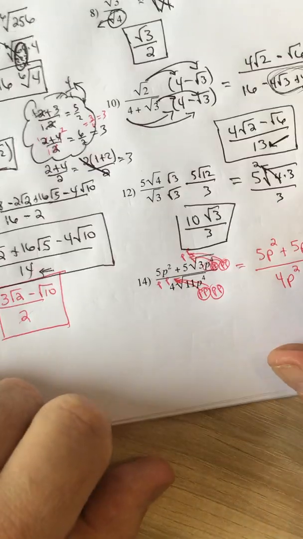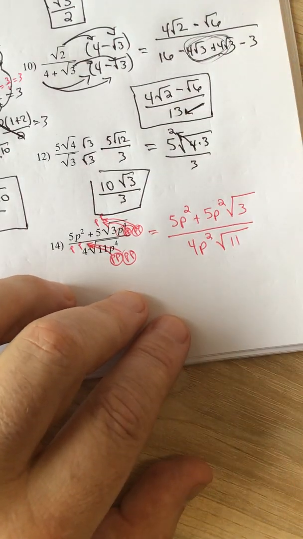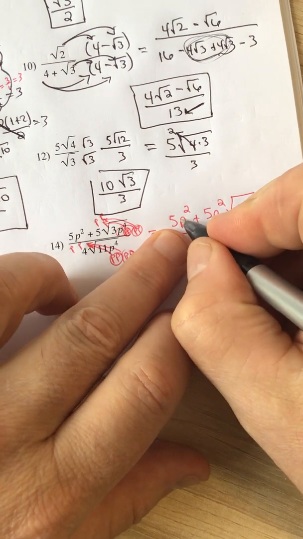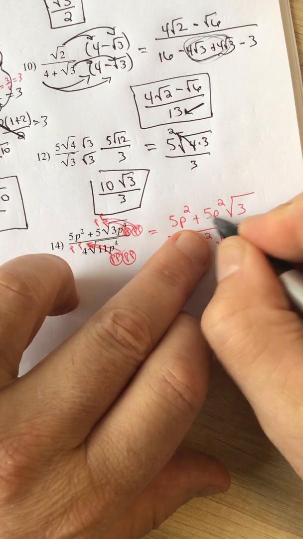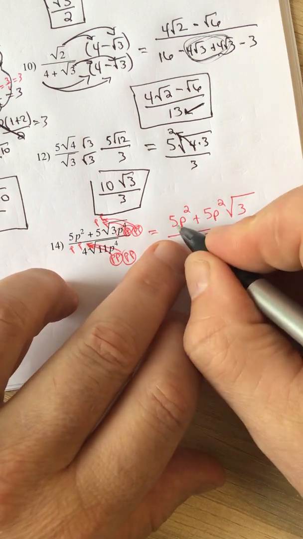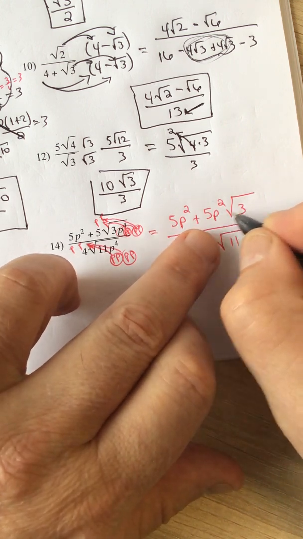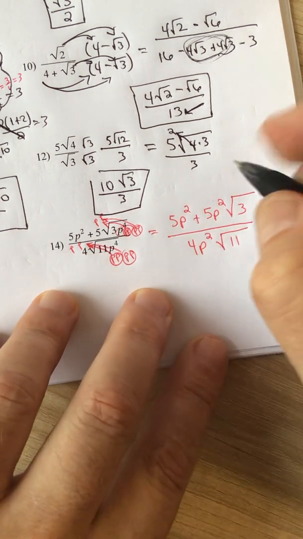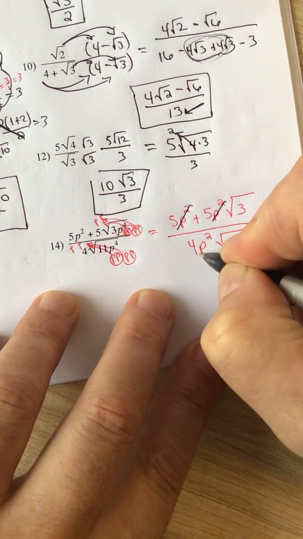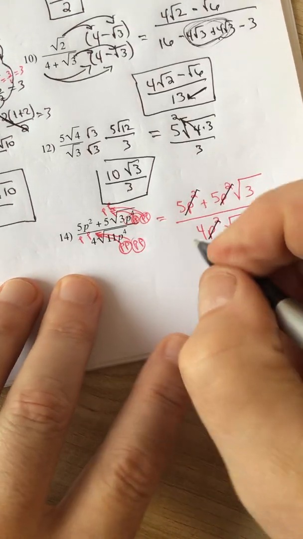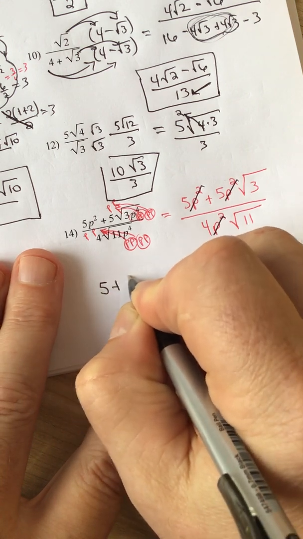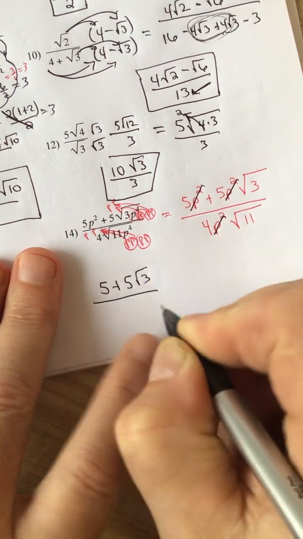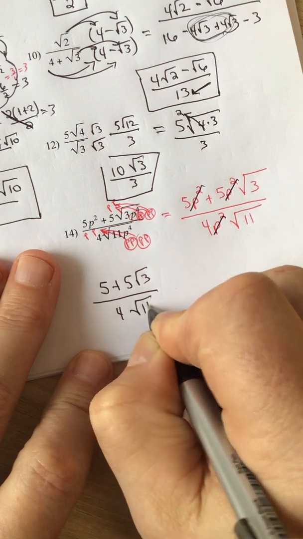Now, I was saying that if you can reduce all of them by the same thing, you can do that. Okay, this one has a p squared. This is one piece. It's one piece because it's all multiplied together, so it's called a term. So this term has a p squared, this term has a p squared, and this term has a p squared. I can divide a p squared out of everybody. So really, before we even get started, it'll make it simpler if we call this 5 plus 5 roots of 3 over 4 roots of 11.